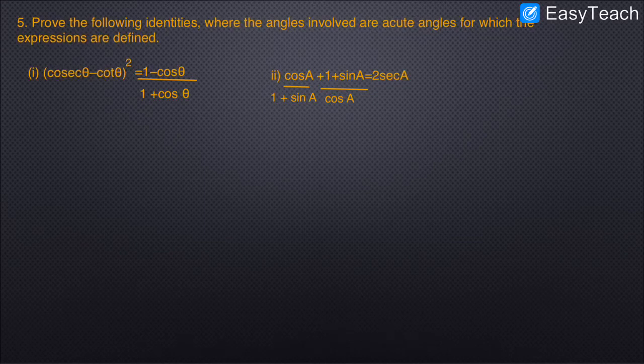minus cot theta the whole square. So apply the trigonometric functions. For cosecant theta, we know that it's the reciprocal of sin theta. So 1 by sin theta minus, for cot theta it is cos theta by sin theta, the whole square. So look at the bottom, both are equal. So I take sin theta as the LCM. So 1 minus cos theta the whole square. In the next step, give the square separately. So 1 minus cos theta the whole square by sin square theta.